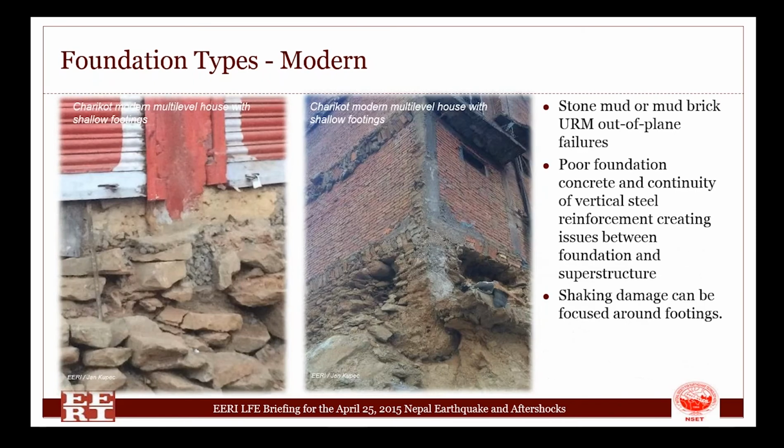How do these foundations perform? One sees an example on the left-hand side. In this particular instance, the poor quality of foundation concrete is evident. What we have also noticed is the continued vertical steel reinforcement, and that generally creates an issue around the interaction between the foundation and the superstructure itself. On the right-hand side, a relatively massive foundation is not necessarily helping because the stone infill failed out of plane, and this foundation element itself worked its way loose, especially because the neighboring side failed itself.